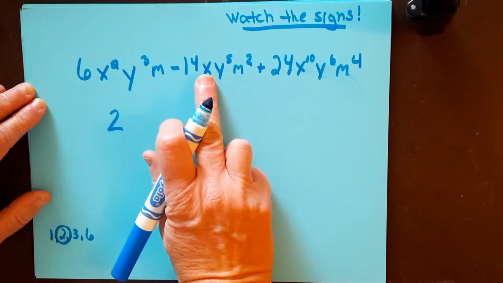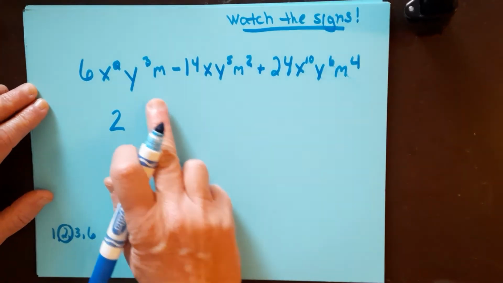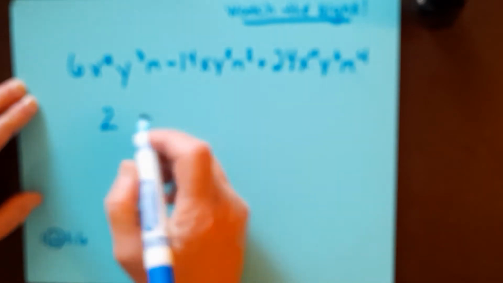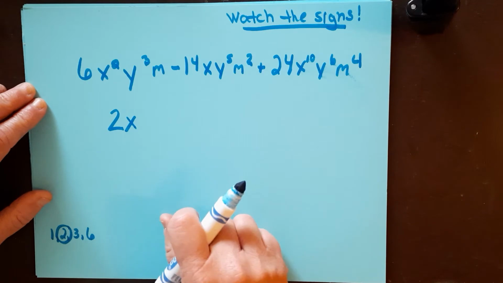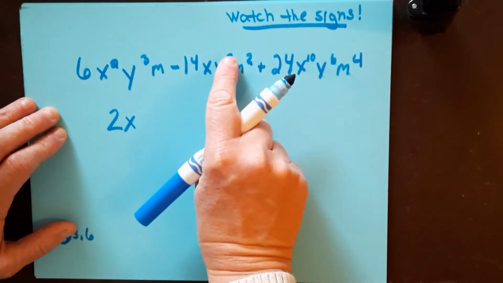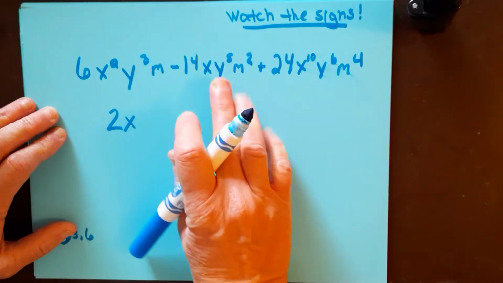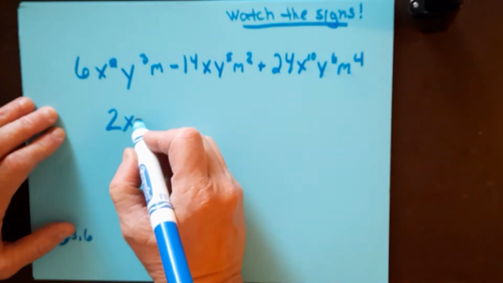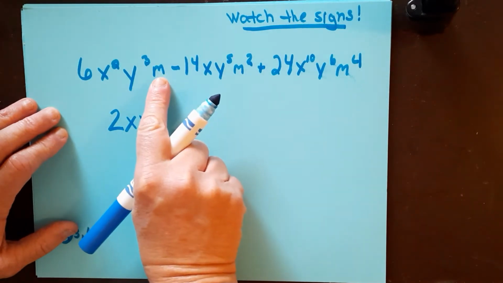Now we have to look at the x's. We have an x squared, an x, and an x to the 10th. The greatest number of x's found in each of these three expressions is just 1. This one only has 1, so we can't use any of the higher numbers. We look at the y's, y to the 3rd, y to the 5th, and y to the 6th. 3 y's is the highest number that is found in all three of these, so this would be y to the 3rd.